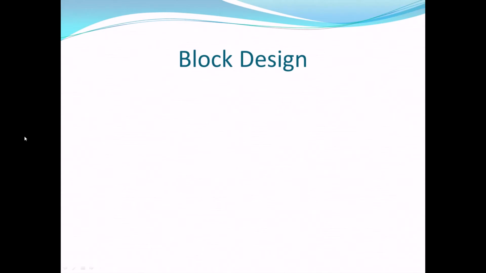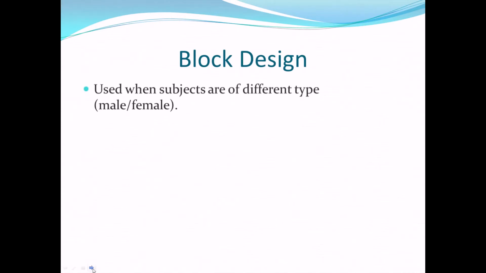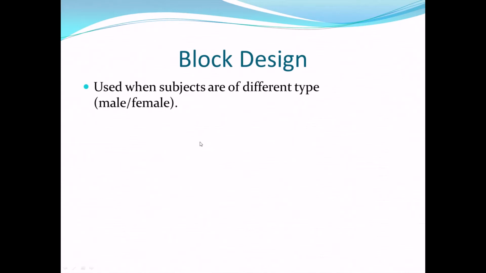Block design. First of all, if you can do a basic comparative randomized experiment, you can do a block design. It's just kind of doing it with repetitions simultaneously, like doing the same experiment twice on two different sets of individuals. Yeah, that's kind of how it works. This is used when you have different types, male and female.